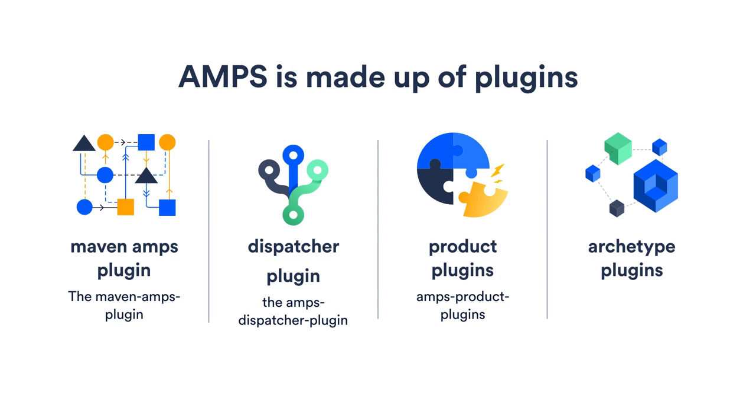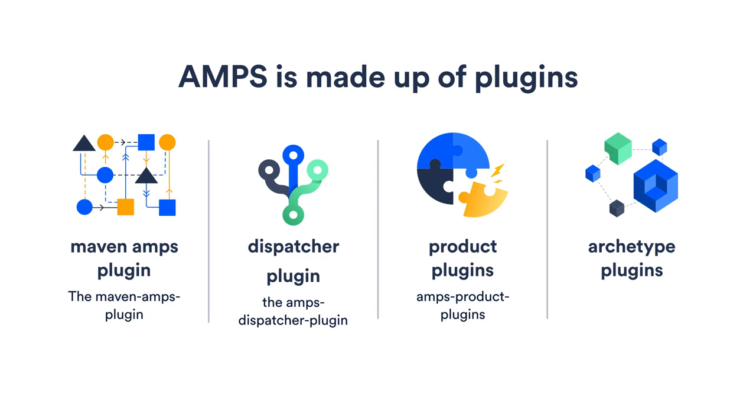The AMPS dispatcher plugin is responsible for dispatching control of the appropriate product specific plugin when a non-specific command like run is used. The product plugins are a hierarchy of plugins for each server application. These plugins extend the components of the Maven AMPS plugin to ensure it works correctly for each product. And finally, the archetype plugins are a set of plugins which define templates to create apps for each product.